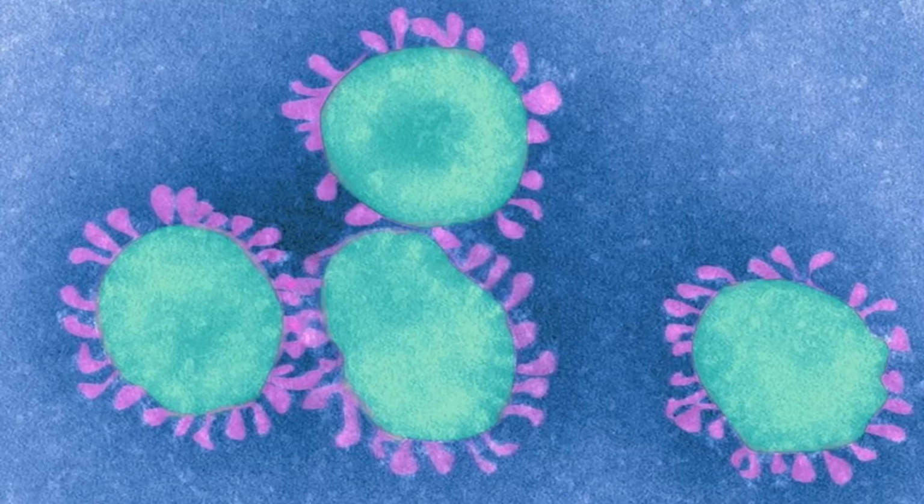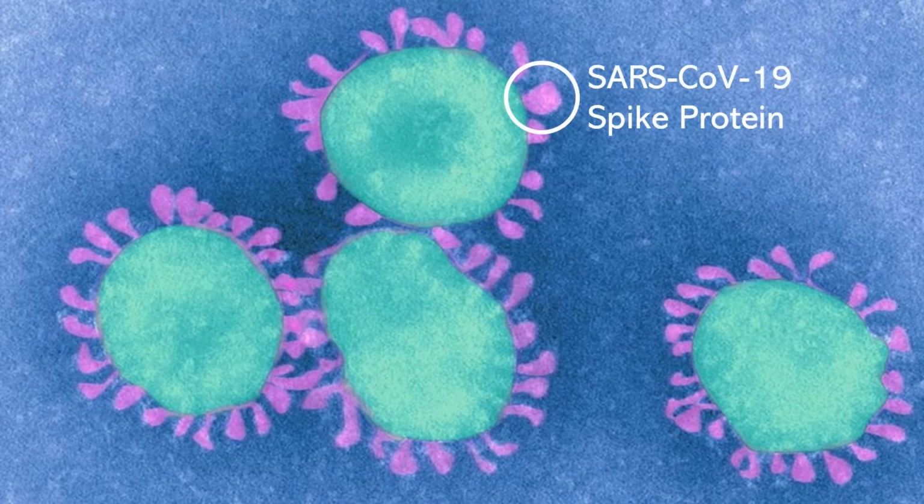Coronaviruses are a diverse family of viruses. They have a spiky protein surface reminiscent of a crown when looked at under electron micrographs, as seen here. The spindles you see coming off the virus are known as spike proteins.